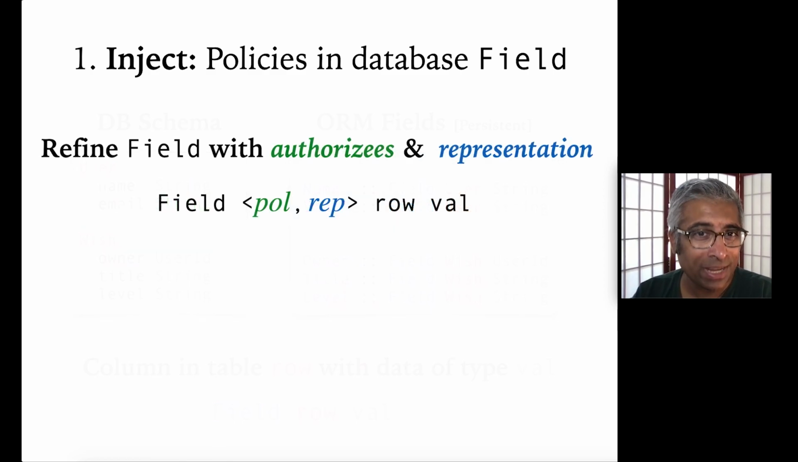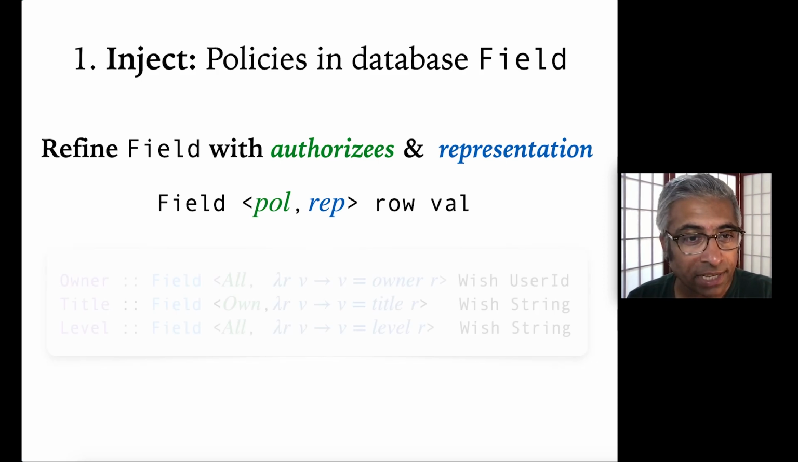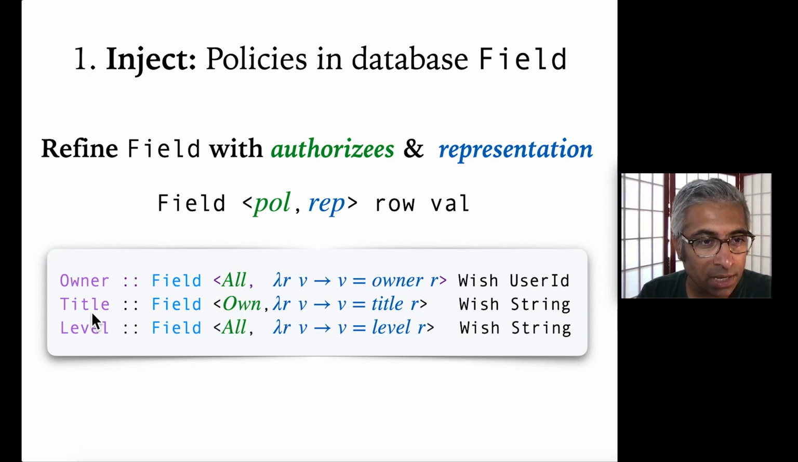What we're going to do in Storm is to refine this field data type with the policies, the authorizees, who is allowed to see that particular field, and crucially, also a type level representation of the particular value that that field represents. Let's look at a concrete example. So the title field, which was just a field of the wish table of type string, is now going to be indexed with two predicates.